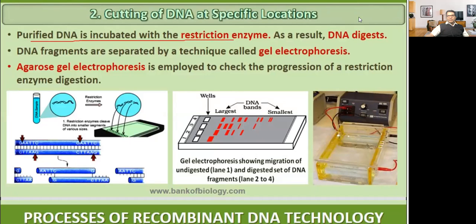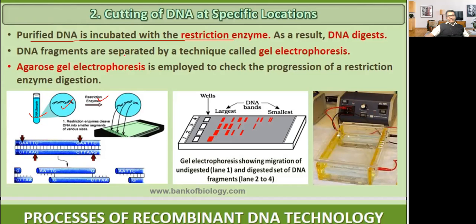So what is the function of restriction enzyme? As a result, DNA digests. If you are cutting it, treating it with restriction enzyme, a large DNA molecule will be broken down into small fragments. So this is a large molecule, and it will be broken down into small fragments. This is the DNA sample. Then you are treating this DNA with what? Restriction enzyme. It will be cut into small pieces. Now restriction enzyme cleaves DNA into smaller segments of various sizes.